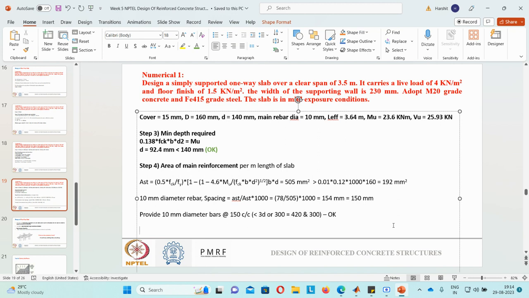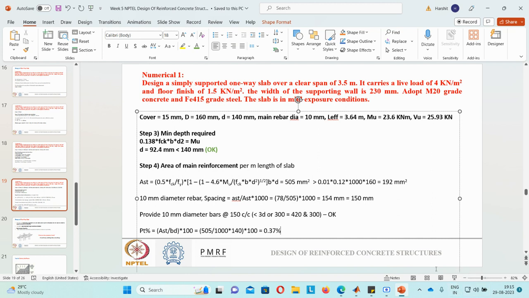Now also calculate the percentage steel. Later on we will require it. So it is nothing but Ast upon bd into 100. It is 505 divided by 1000 into 140 into 100. So it will come out to be 0.37, that is 0.37%.